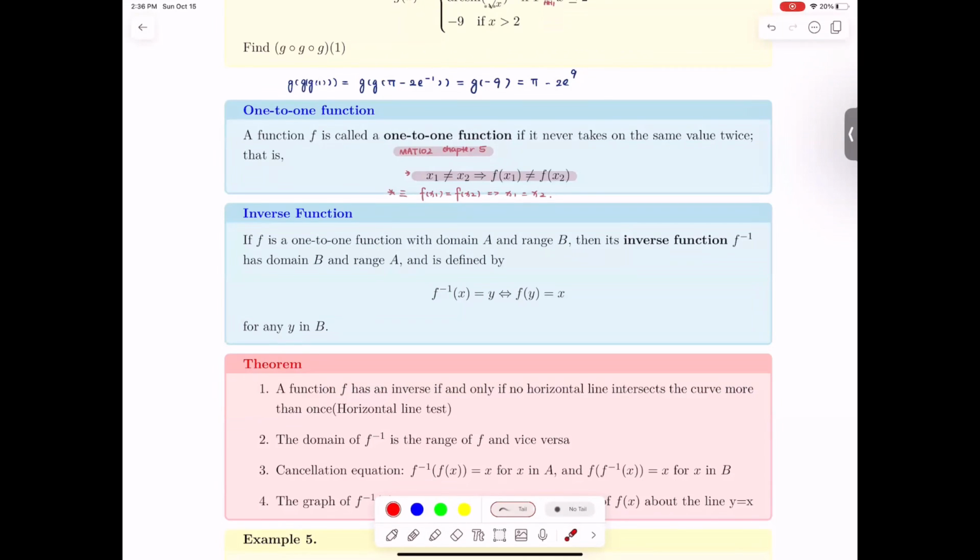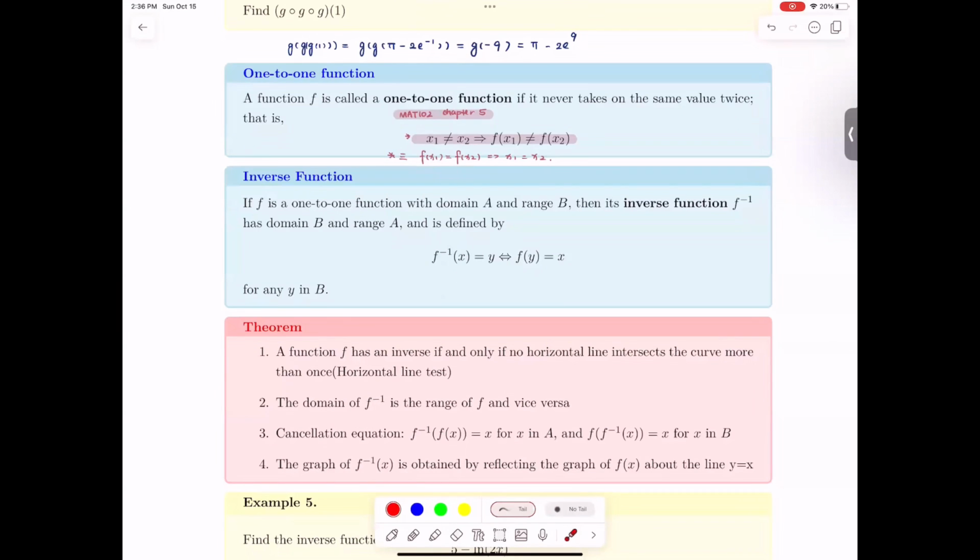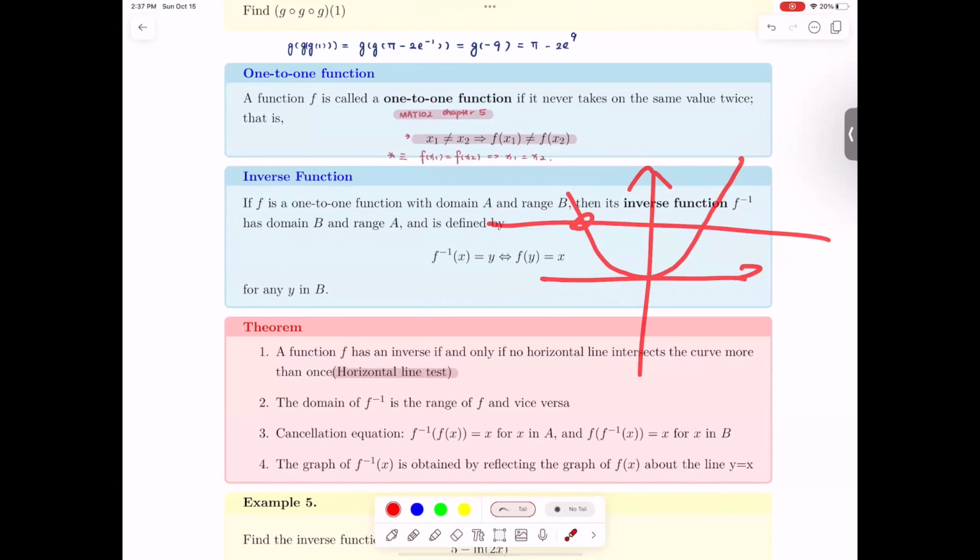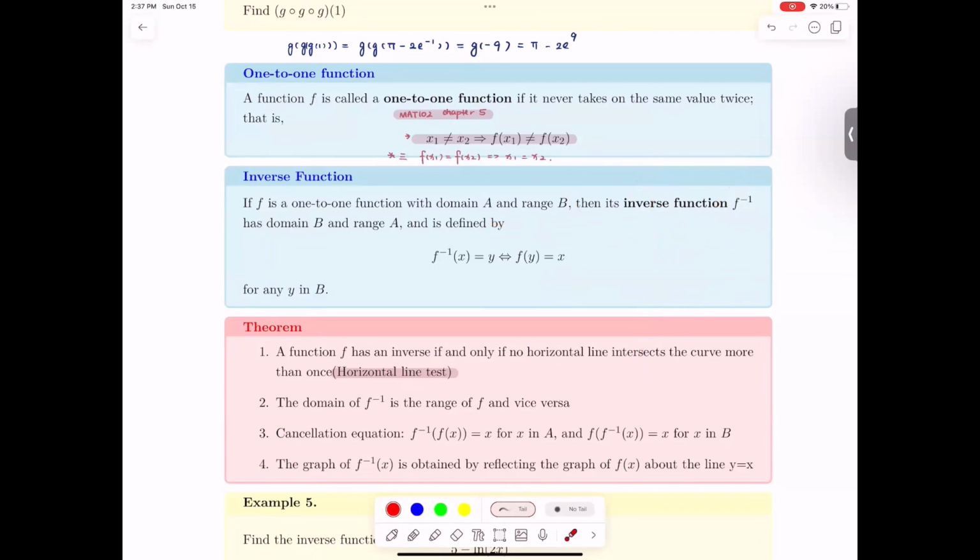That's what I mean. What you guys really care about is the horizontal line test. They might give you a random graph and ask, is this a 1-to-1 function? Does it have an inverse? Then you do a horizontal line test, you draw a horizontal line. For example, this one does not pass the horizontal line test, so it's not 1-to-1 and it doesn't have an inverse, but you can make it have an inverse by restricting the domain.